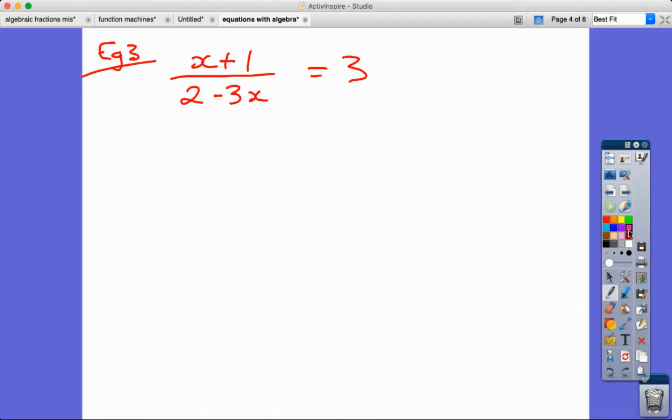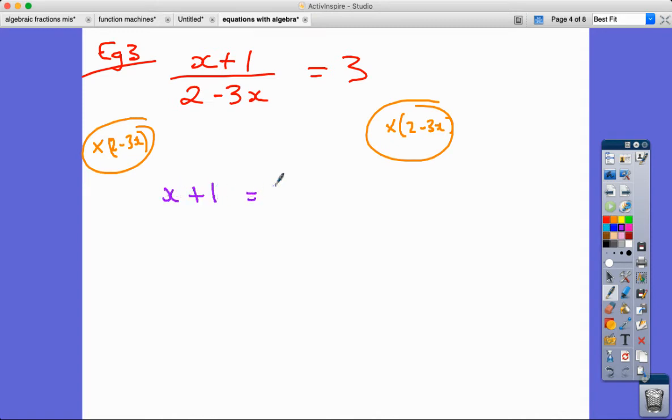Slightly more difficult this time, or potentially not, depending on what you like to do. But here we've got x terms on the denominator now. Okay, so I'm going to do the same process. I'm going to get rid of the fraction by multiplying both sides by the denominator. So multiply by 2 minus 3x on both sides. And what I get then is just the numerator left, x plus 1, equal to 3 multiplied by 2 minus 3x on this right-hand side. Okay, I'm going to simplify the right-hand side by multiplying out the brackets. So I've got x plus 1 equals 6 minus 9x.